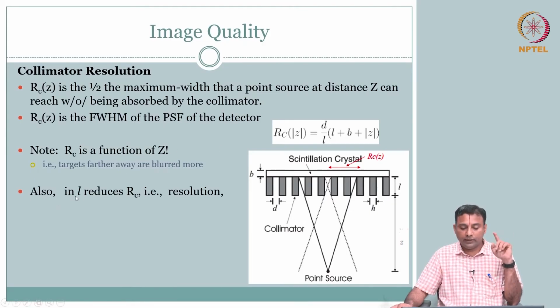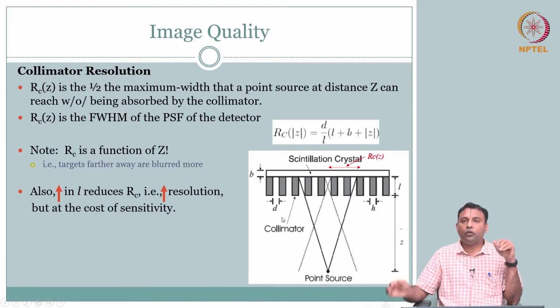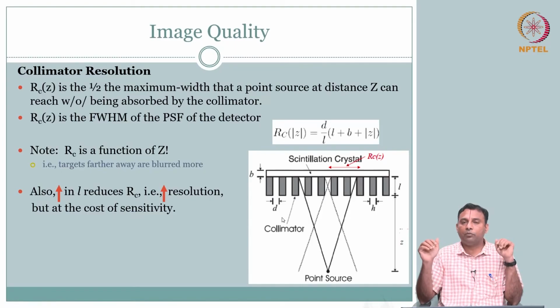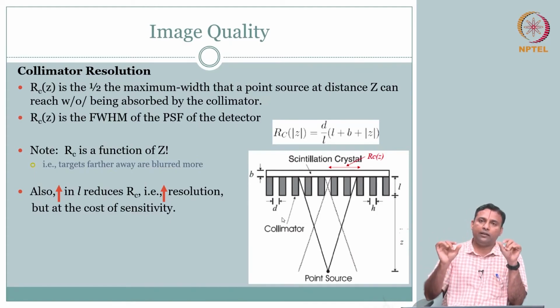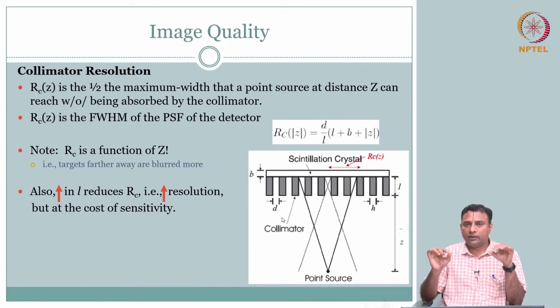Also you notice, as L increases, RC reduces. That means as L increases, your resolution is becoming better. But what is your downside? Sensitivity. Why? Because if it is becoming taller, you are going to reduce the number of photons that can come through. Very similar to our grid ratio that we talked about. The same variables, B, H and all, are used, but go look at that, it was in a different context.